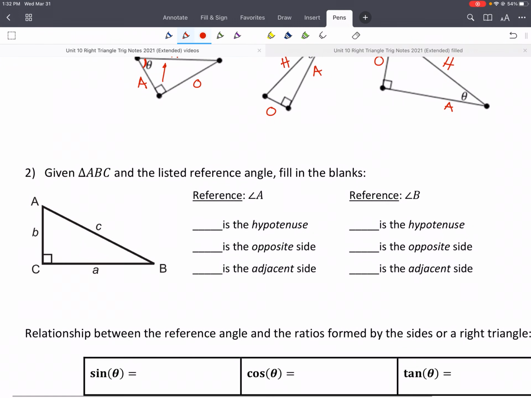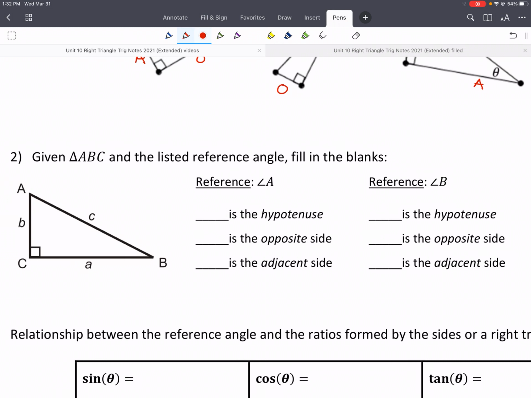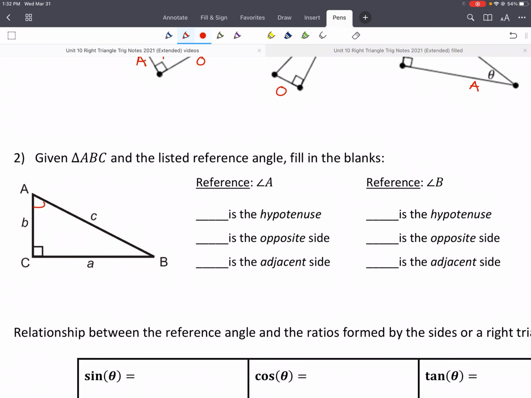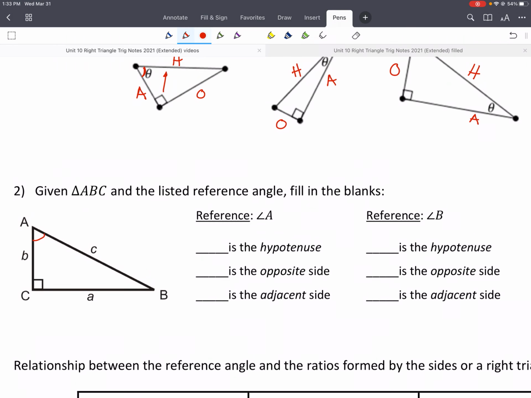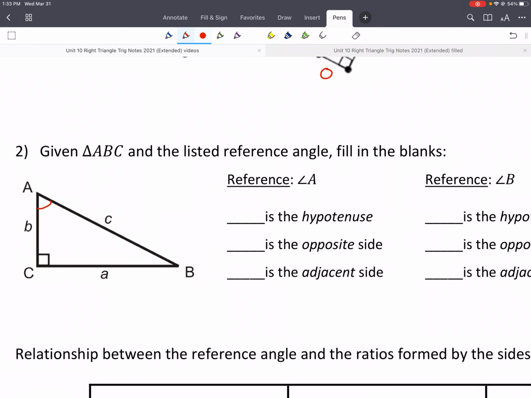Now let's talk about how reference angles affect which sides are which. So looking at these, we could either have our reference angle as A, or we could have our reference angle as B. We'll never have our reference angle as our 90 degree, okay? So let's look at the first one. So reference angle A. See if you can label these for both angle A and angle B. Again, for naming the sides, sometimes we label the sides as the lowercase letter that's opposite of that angle. So here we have our hypotenuse of C. That is opposite of our 90 degree. And the hypotenuse is always opposite of that 90 degree.